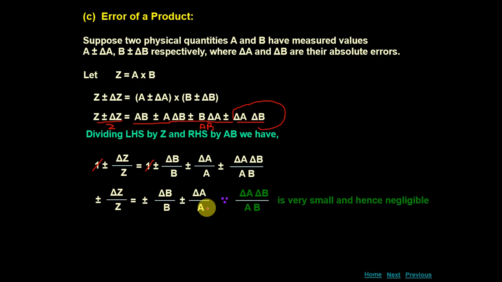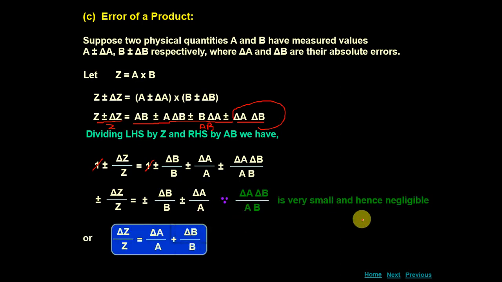Here delta A delta B over AB is very small and hence it is negligible. So what we get here is delta Z over Z equal to delta A over A plus delta B over B. And what are these? These are not absolute errors. These are the relative errors. So here the rule is not about the absolute error. Here the rule is about the relative errors.